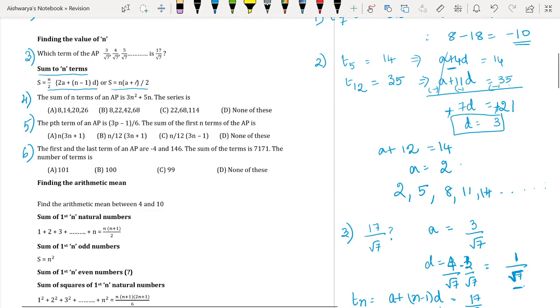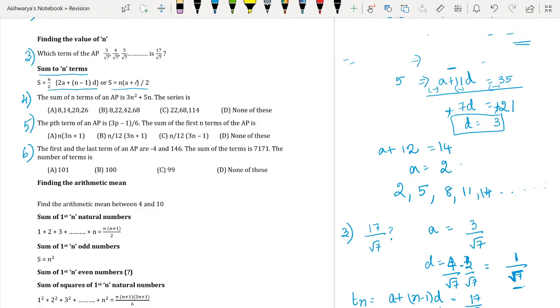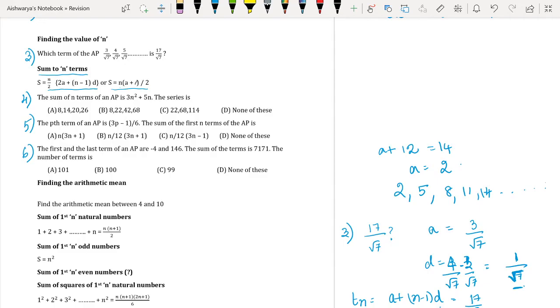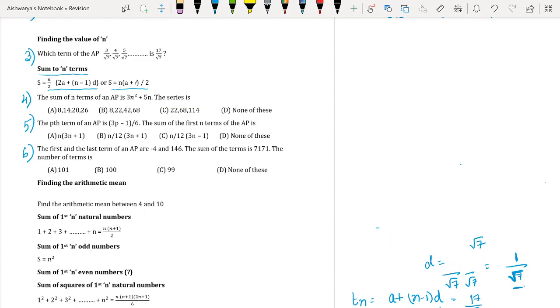The sum of n terms of an AP is 3n square plus 5n. The series is? Okay. So they have given you the sum of first n terms of a series, and you are supposed to find the series. So now what we can do is, one second, let's get the board ready.